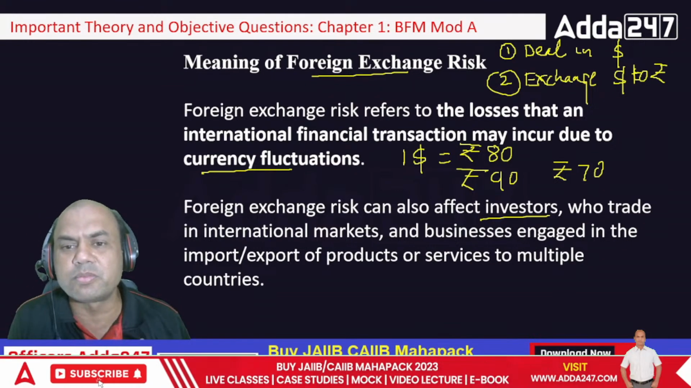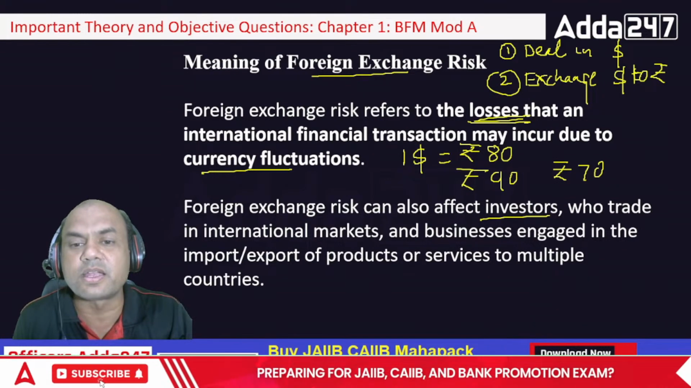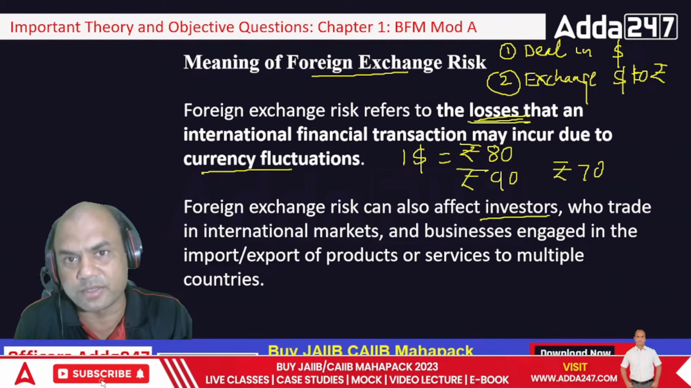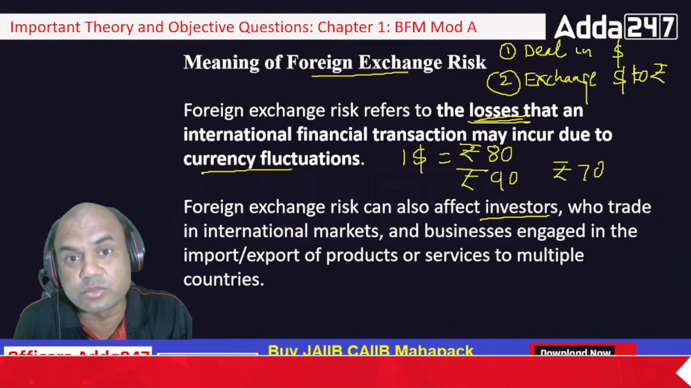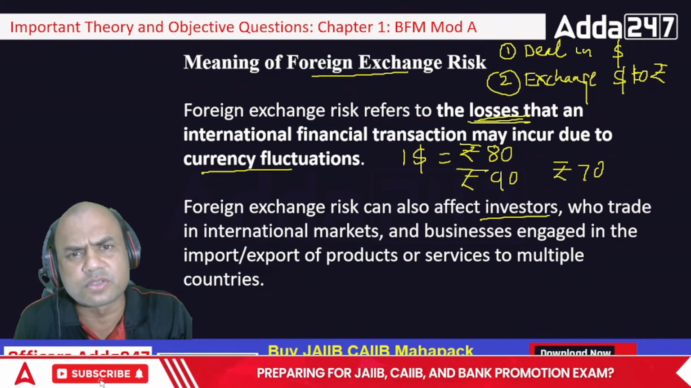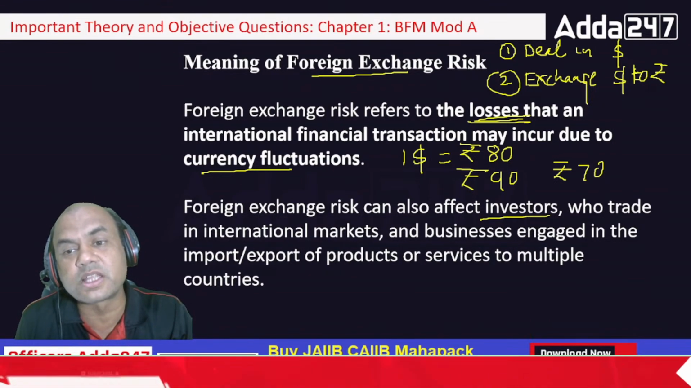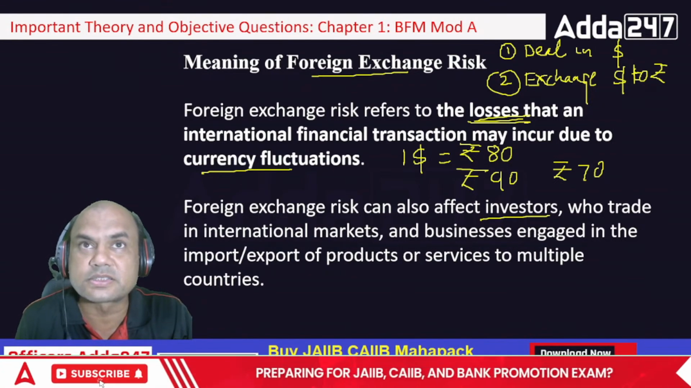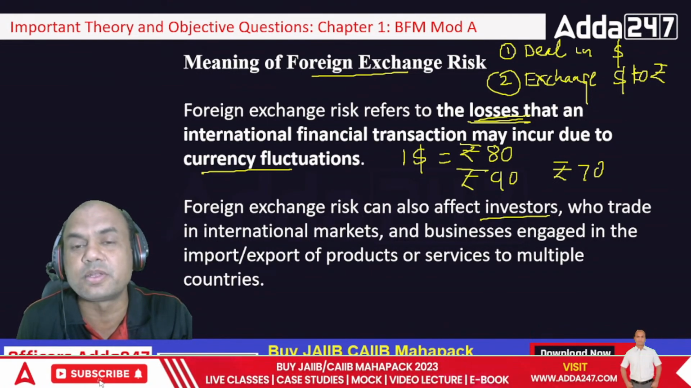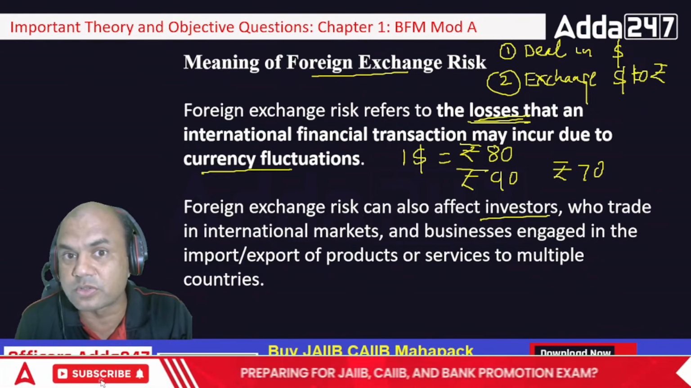Always remember, what do you mean by the risk? The risk means losses. Suppose I have bought it at 80 and now it is going to 90, then there is no risk to me, because I purchased at 80, now it is going to 90. I am earning more. Risk is when it goes in the reverse direction. I purchased it at 80 and then it goes to 70. Now there is a risk, because the word losses come in over here. So forex risk refers to the losses, not the benefits.